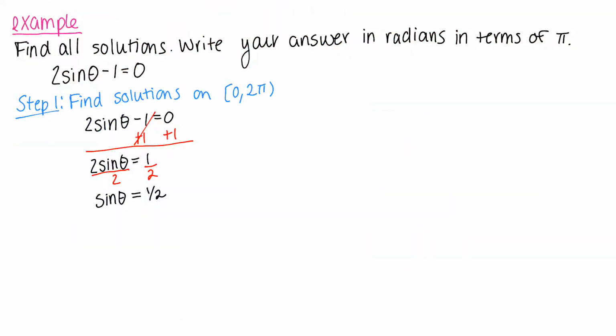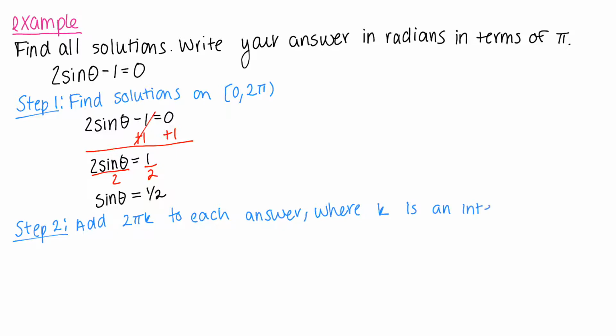So what we're going to do, since we're allowed to add or subtract multiples of 2 pi, that gets written in a special way. Let me go ahead and just write down what it's going to look like. All right. So step 2 is add 2 pi k to each answer where k is an integer. Now, first of all, this is only for sine and cosine that you're adding 2 pi k. It'll be different for tangent, and I'll talk about that in a second.